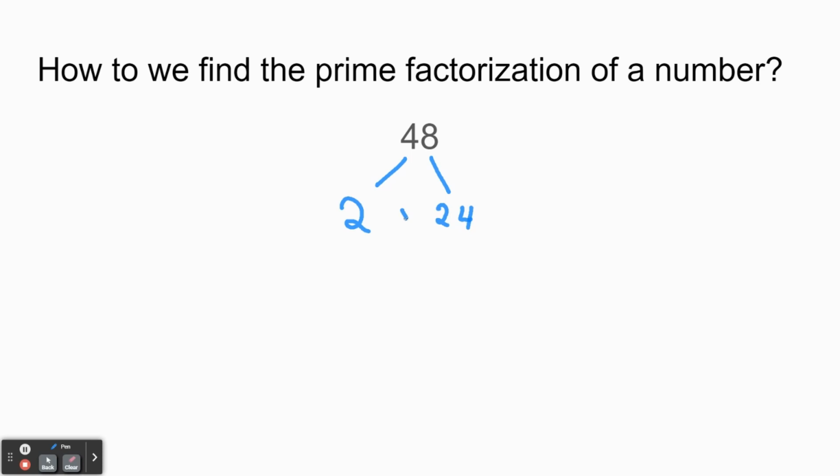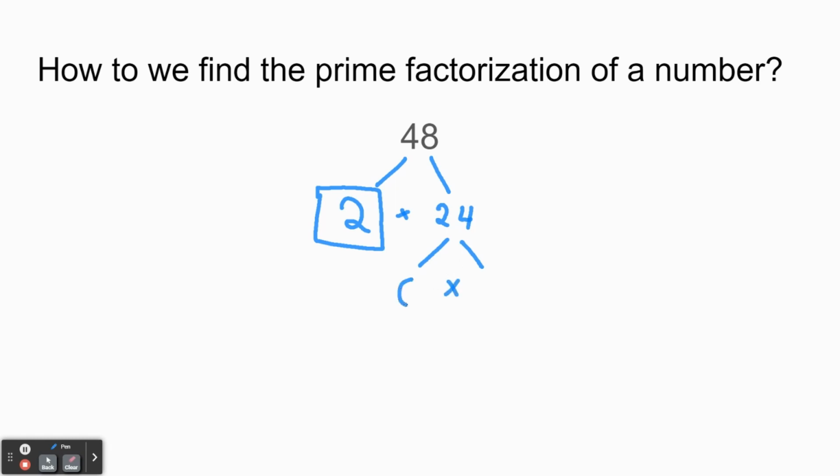If we multiply these together, that'll give us 48. I also know that 2 is a prime number, so I'm going to put a box around our 2, just to help me remember that it is in fact a prime number. 24 is not a prime number, it's a composite number. So we're going to do the same thing again. What times what gives us 24?